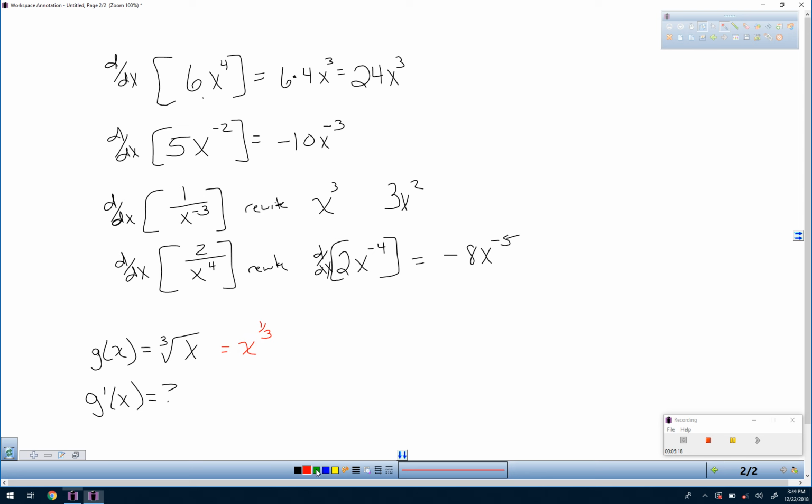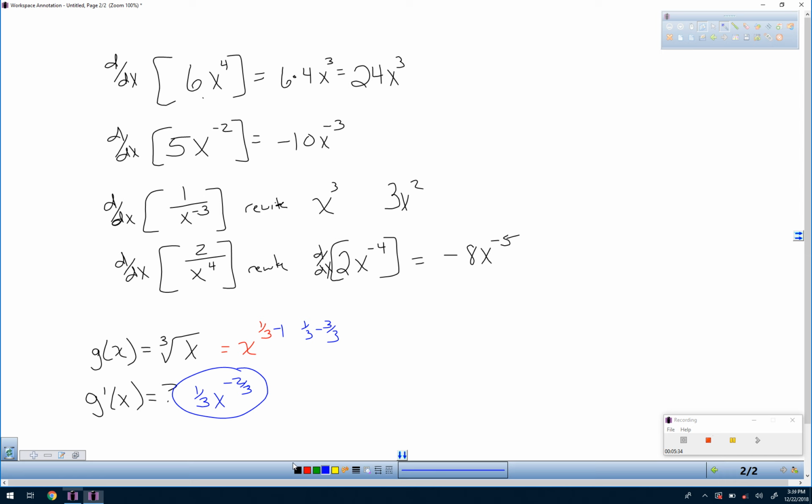So the derivative of that would simply be 1/3 x to the, and this is the trick, you have to subtract 1 from that exponent, so 1/3 minus 1 is the same thing as 1/3 minus 3/3. That would be negative 2/3. So that would be the derivative of that function right there. So the power rule and the constant multiple rule, they are all very necessary and needed.